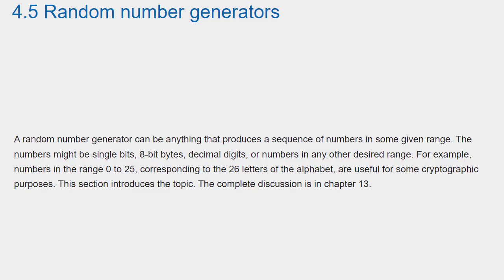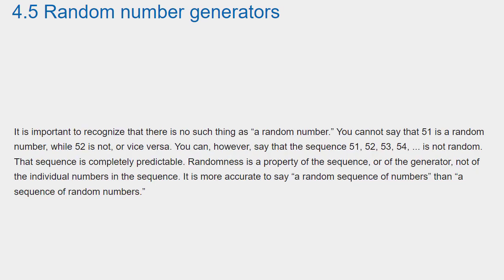Section 4.5. Random Number Generators. A random number generator can be anything that produces a sequence of numbers in some given range. The numbers might be single bits, 8-bit bytes, decimal digits, or numbers in any other desired range. For example, numbers in the range 0 to 25, corresponding to the 26 letters of the alphabet, are useful for some cryptographic purposes. This section introduces the topic. The complete discussion is in Chapter 13.